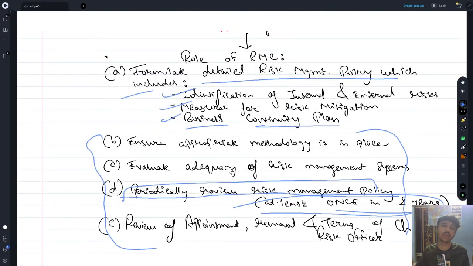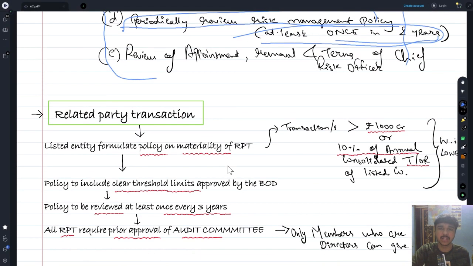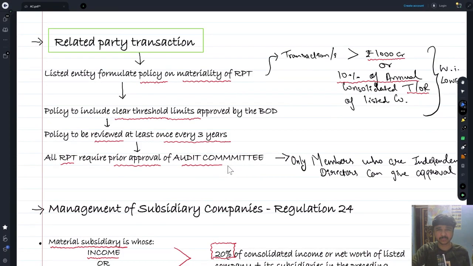Guys, you might be feeling bored, but trust me, each and every part of the ICI model has been considered here. That's why it's getting a little long. Related party transactions. Now we are talking about the related party transactions. That's it, we are coming to an end.